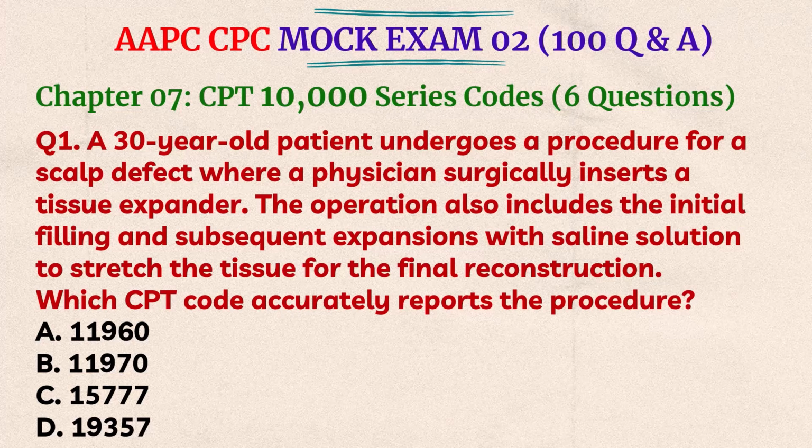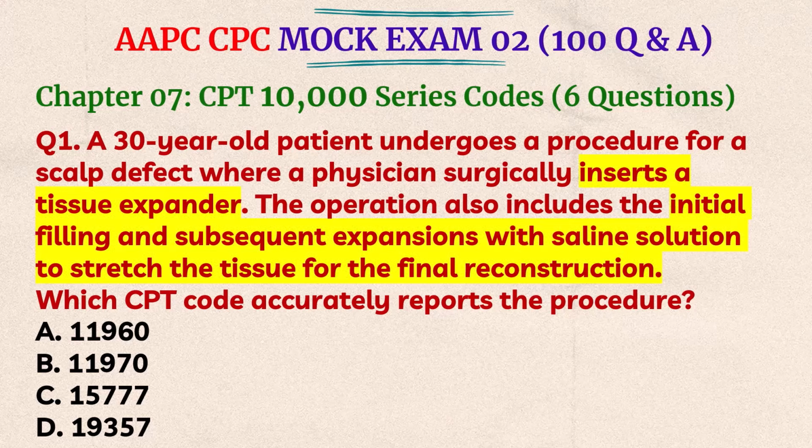A 30-year-old patient undergoes a procedure for a scalp defect where a physician surgically inserts a tissue expander. The operation also includes the initial filling and subsequent expansions with saline solution to stretch the tissue for the final reconstruction. Which CPT code accurately reports the procedure? So there are 4 CPT codes available. Take your CPT code book and find the answer.